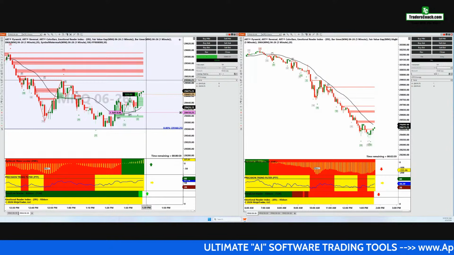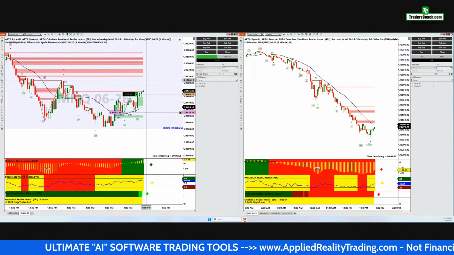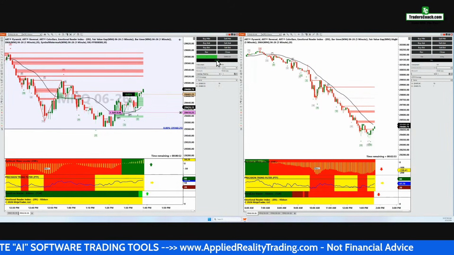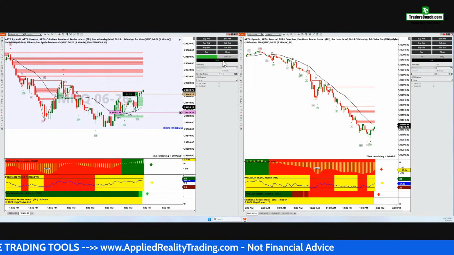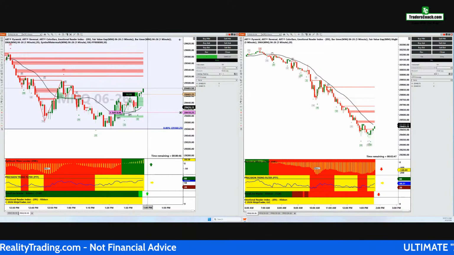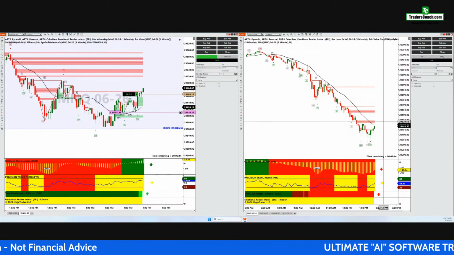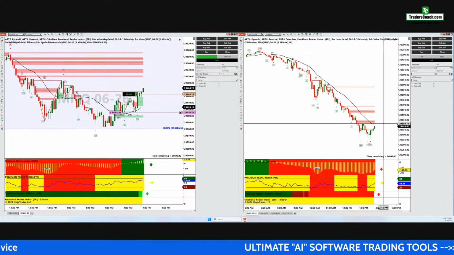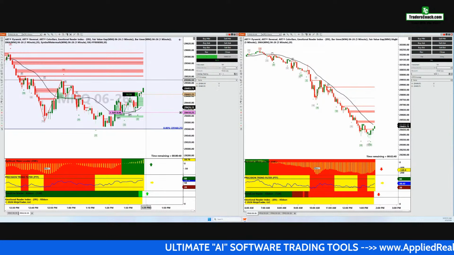Okay, so now we're moving up a little bit more. In terms of points, you're up about 13 points. So if you're a scalper, you'd probably get out here. I'm thinking we have a low liquidity run up here, break in structure here.